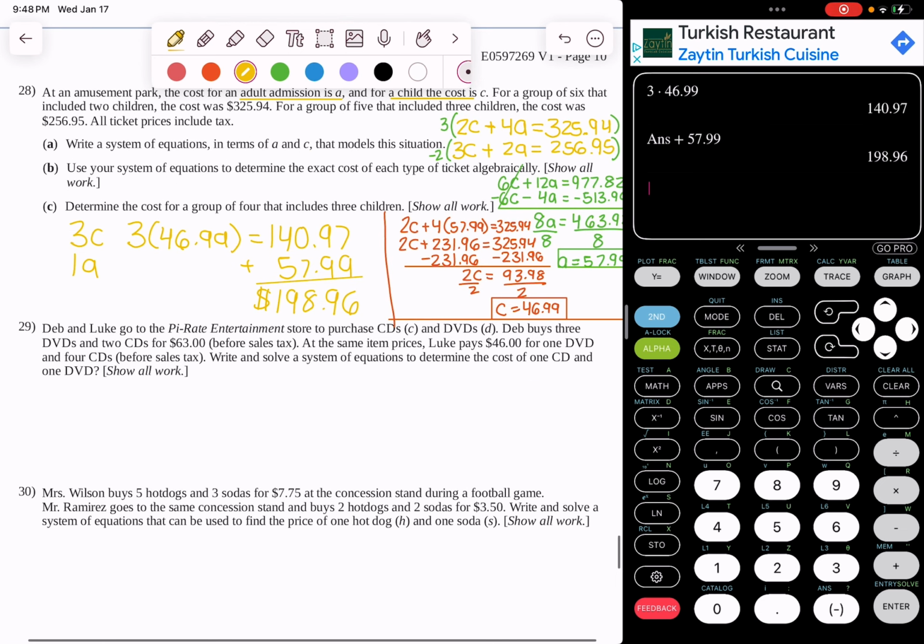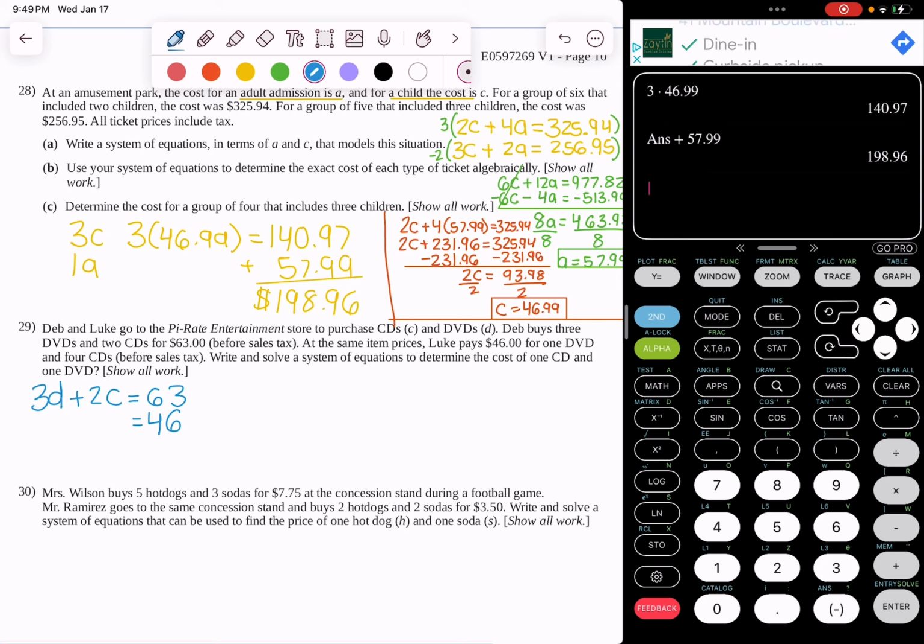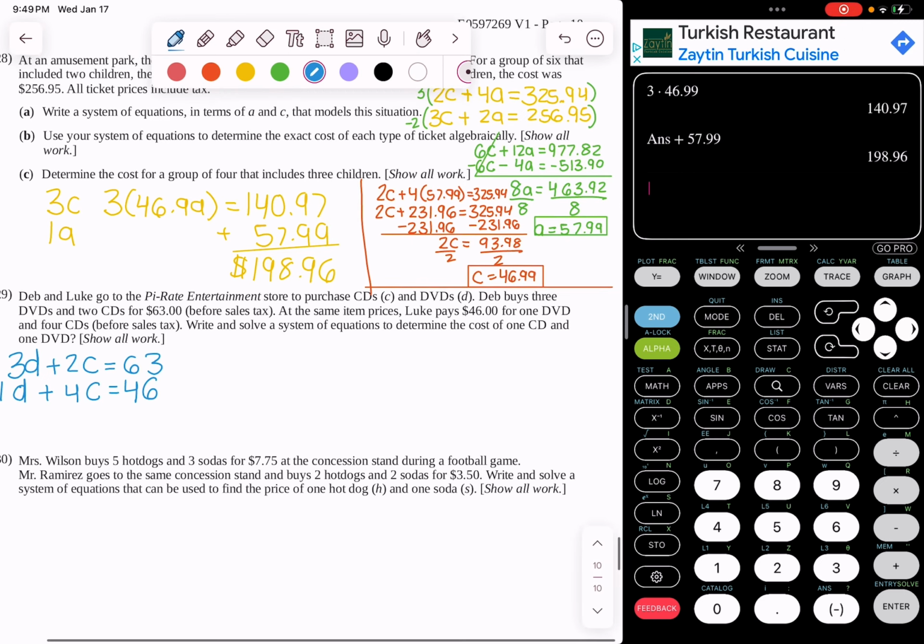All right, let's look at question 29. Deb and Luke go to an entertainment store to purchase CDs C and DVDs D. Deb buys 3 DVDs and 2 CDs for $63. At the same prices, Luke pays $46 for 1 DVD and 4 CDs. Write and solve the system of equations to solve this.